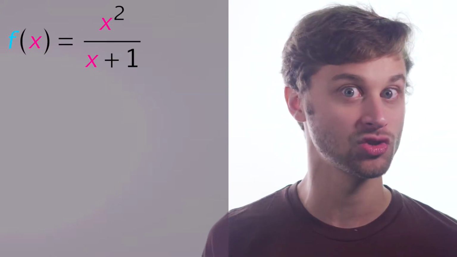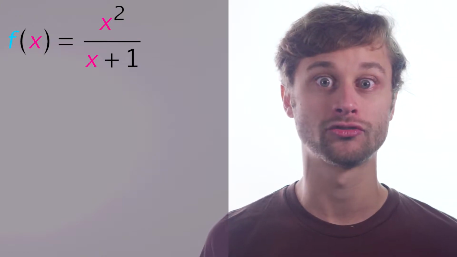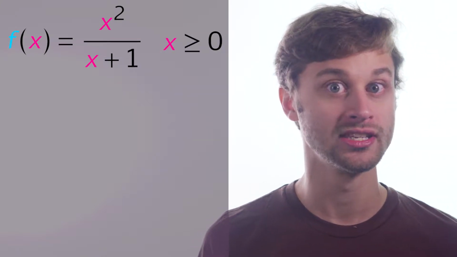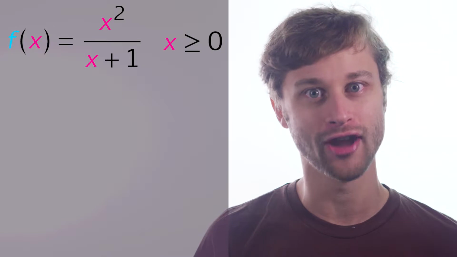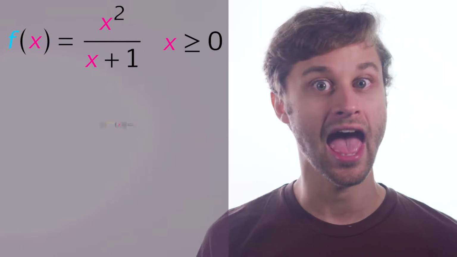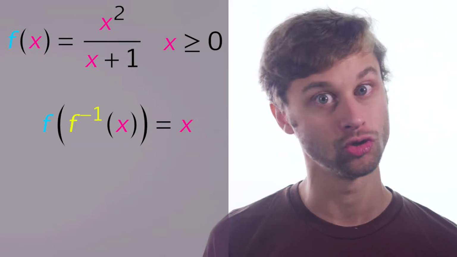We are solving today this problem. Find the inverse function of f of x is equal to x squared over x plus 1 along the interval x is greater than or equal to 0. Eventually, we'll also verify this using the relationship f of inverse f of x is equal to x.